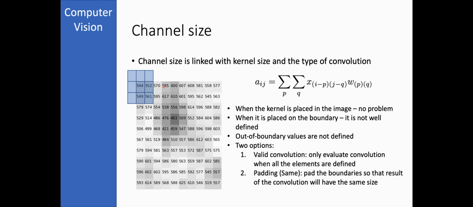Or I can do padding, and I can say that even though these pixels are not defined in the image, let me use a value for them. For instance, let's use 0 for them. Then actually the convolution will be defined even in these areas.